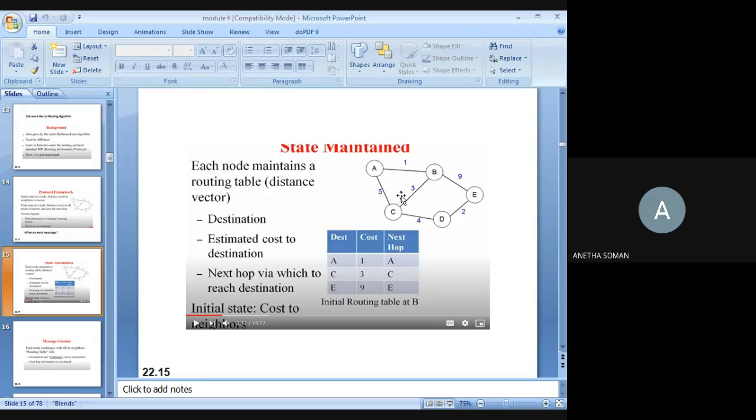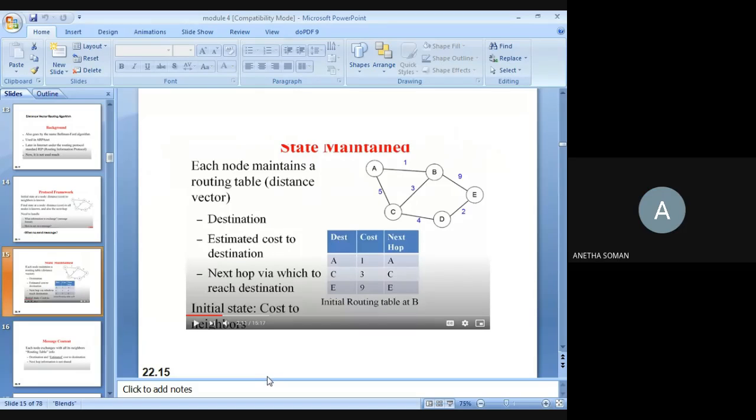Okay, so assume B is the node that I'm considering. Then the neighbors of B are A, C, and E. You have to find out the cost. It is 1, 3, 9. So you have to make a routing table. Understood this much? What are the fields in a routing table? Yes or no?